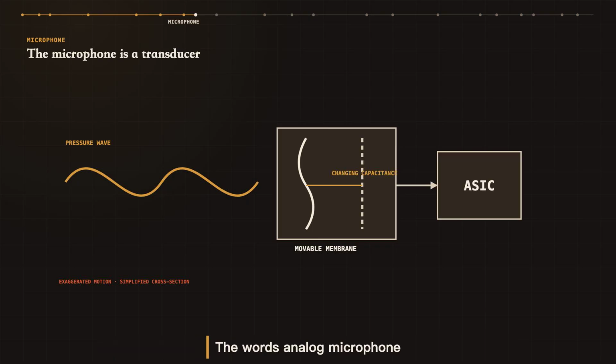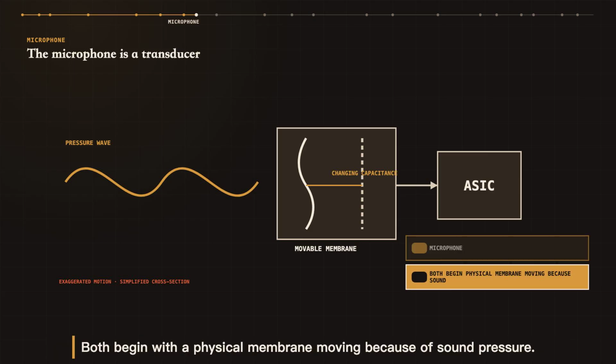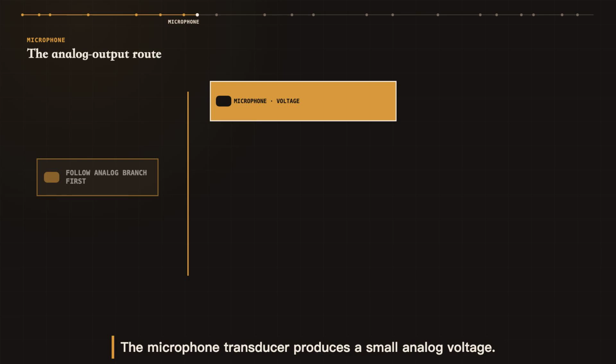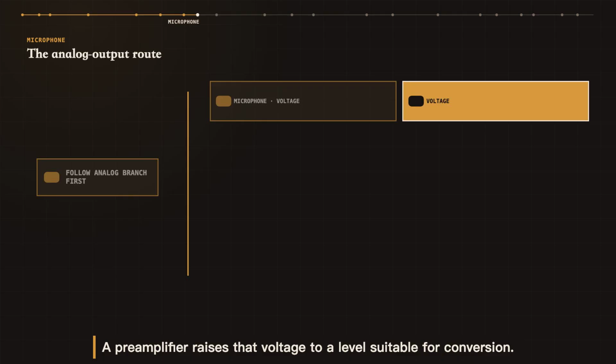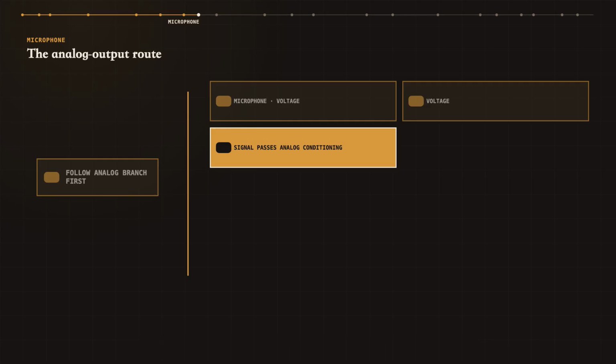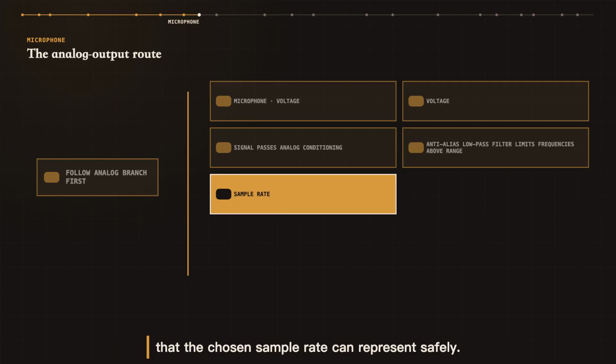The words analog microphone and digital microphone describe the interface presented to the rest of the system. Both begin with a physical membrane moving because of sound pressure. Follow the analog branch first. The microphone transducer produces a small analog voltage. A preamplifier raises that voltage to a level suitable for conversion. The signal then passes through analog conditioning. An anti-alias, low-pass filter limits frequencies above the range that the chosen sample rate can represent safely.